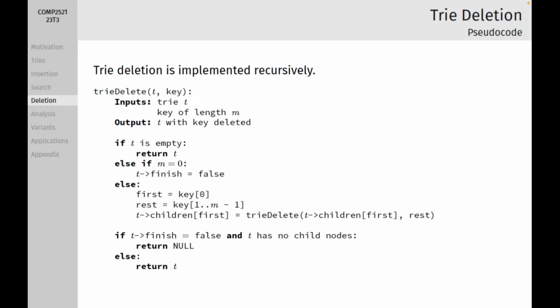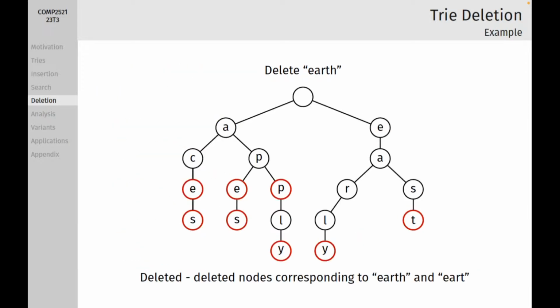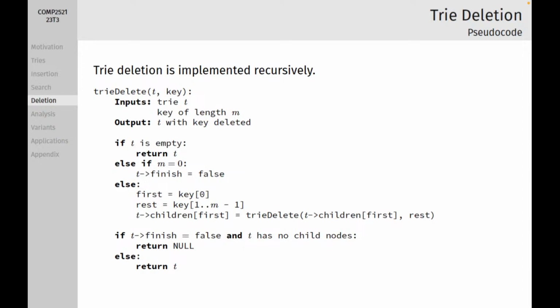Okay, so let's try and implement deletion. Now here's the pseudocode. Right, so if the trie is empty, there's nothing to delete, so we simply return the trie itself. If the key is empty, then that means we've reached the node corresponding to the original key. So we mark the node as a non-finishing node. Right, so T arrow finish equals false.